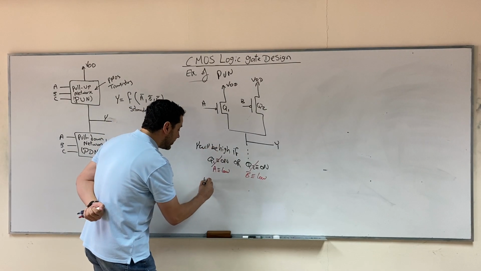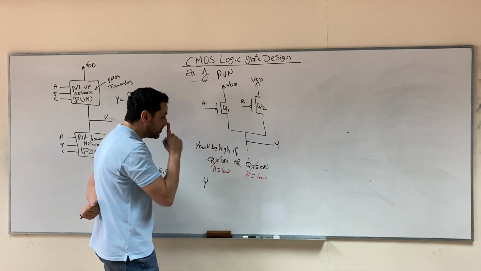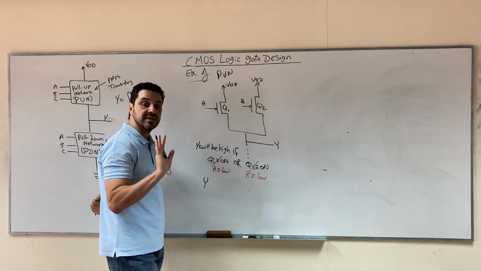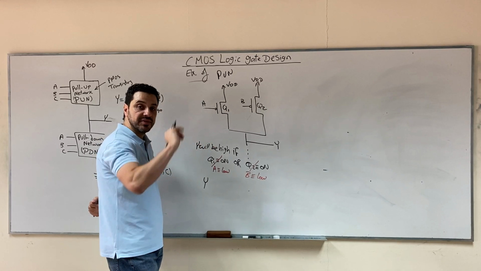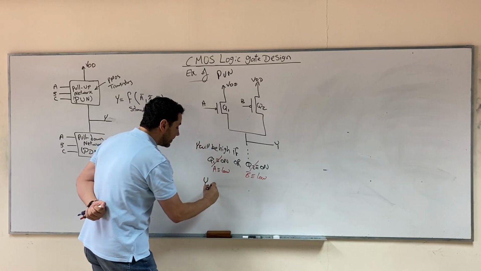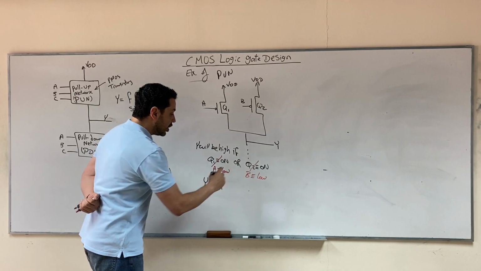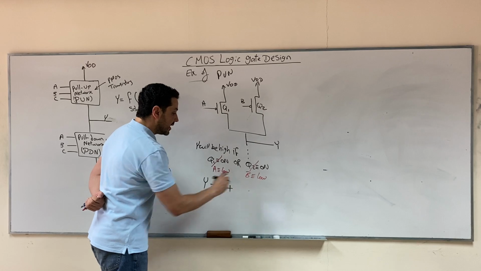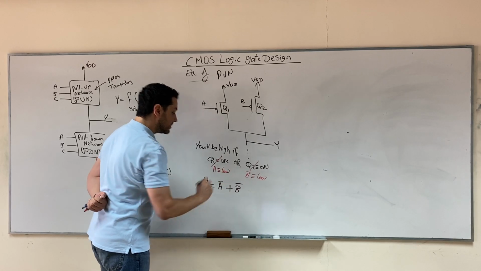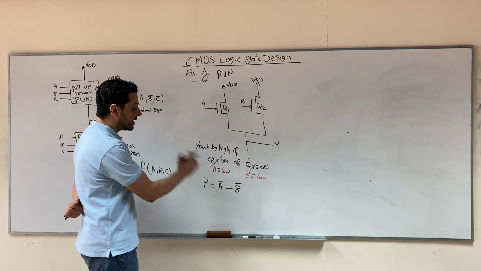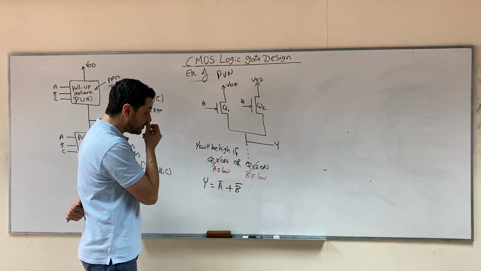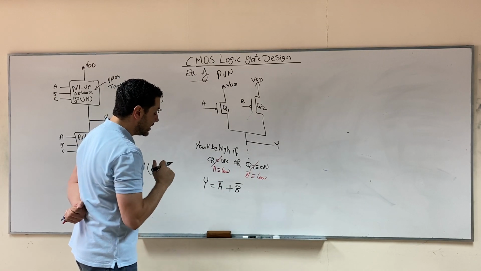Y will be high, we write it as Y. Any variable that is high, we write it as it is. If it is low, we write it inverted. Y will be high if A is low, we write it as A bar, or B is low, we write it as B bar. So this is now the logic equation for this pull-up network.